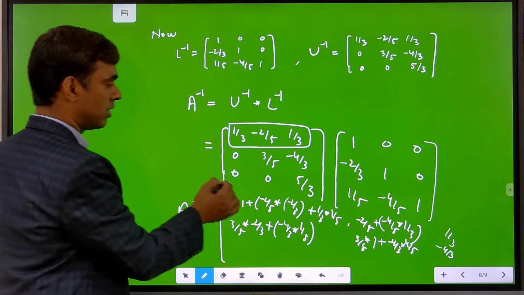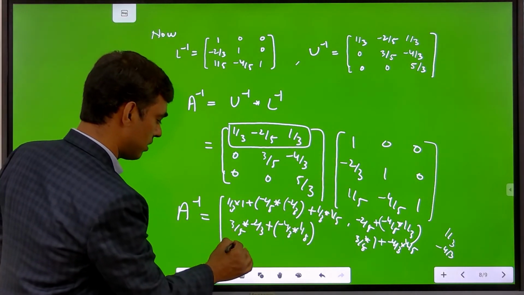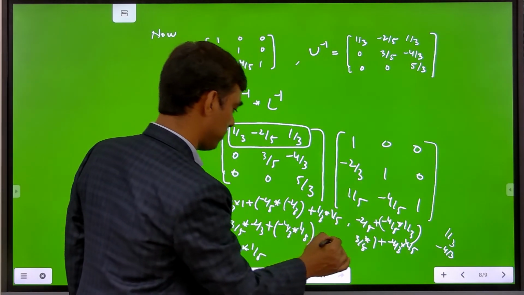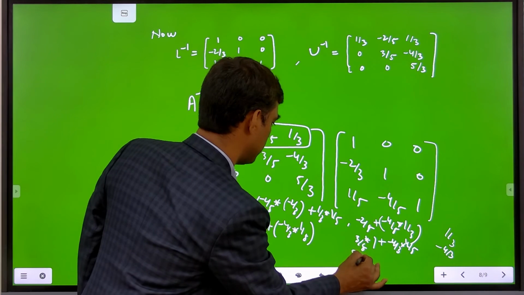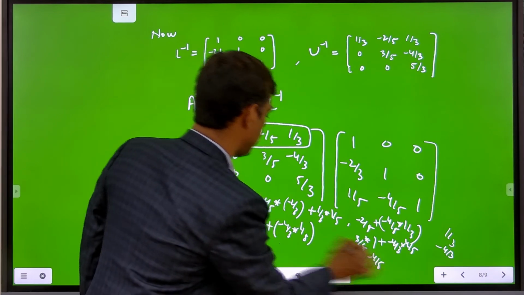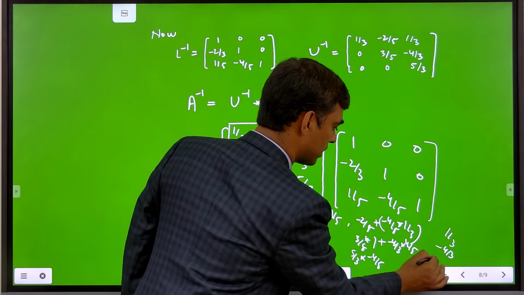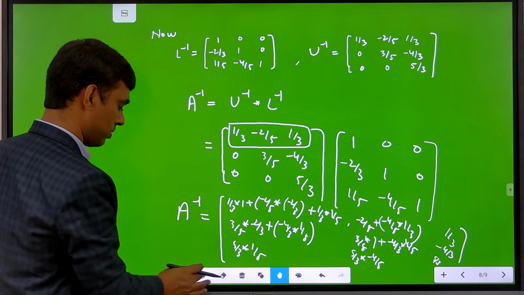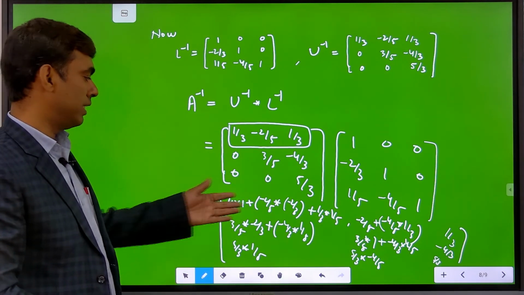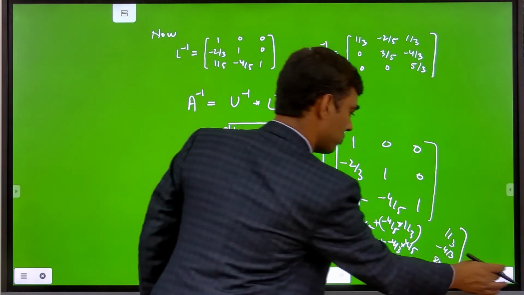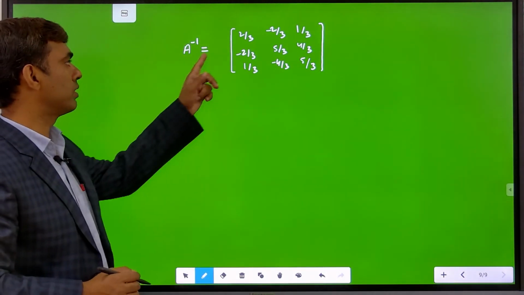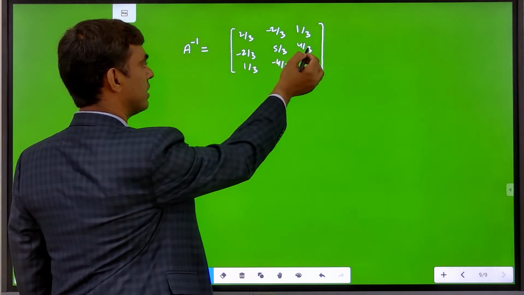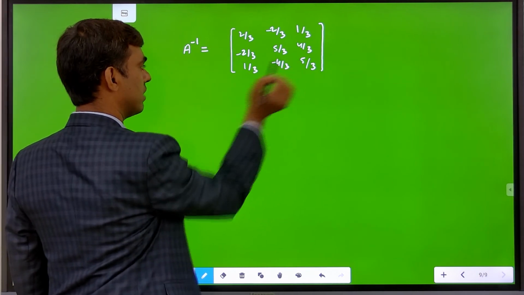Similarly, third row, first column, this one is 5/3 into 1/5. Third row, second column, this one is 5/3 into minus 4/5. Third row, third column, this one is 5/3. So, this one is the values of A inverse. After simplification, this one is the value: A inverse equals 2/3, minus 2/3, 1/3, minus 2/3, 5/3, 4/3, 1/3, minus 4/3 and 5/3.